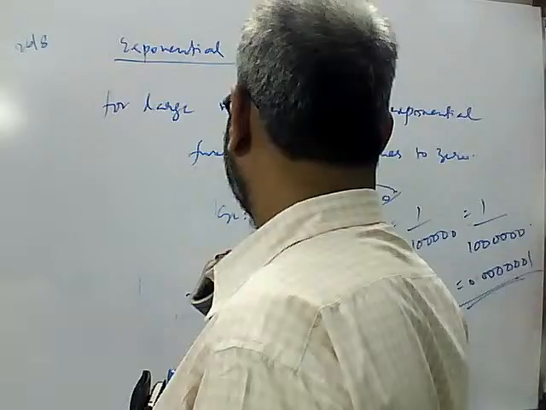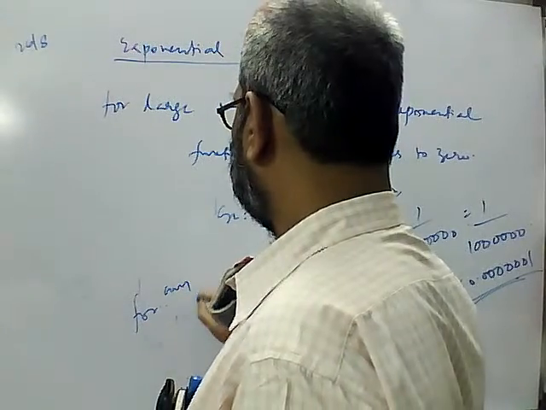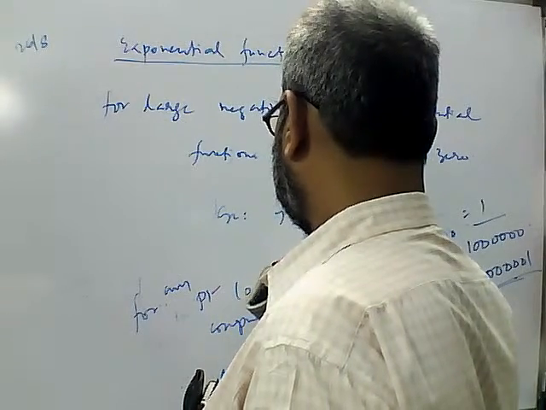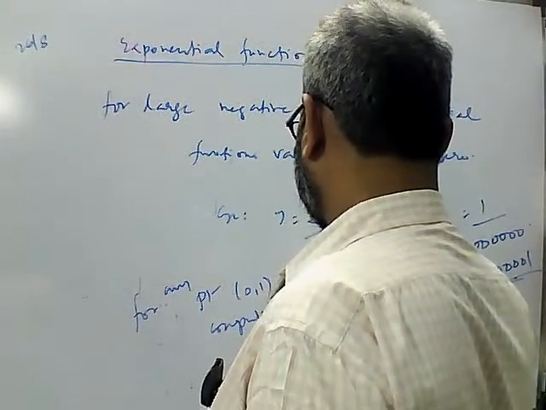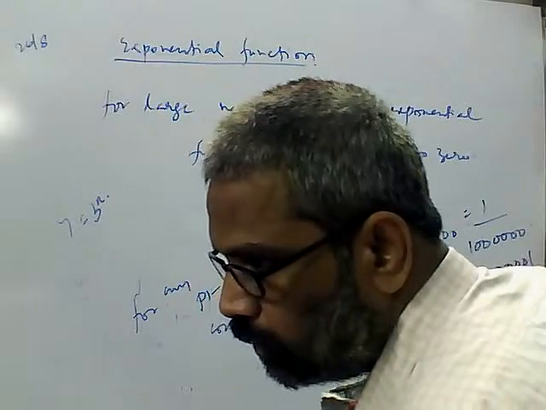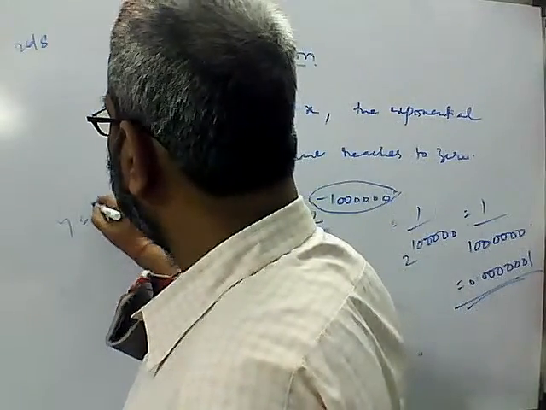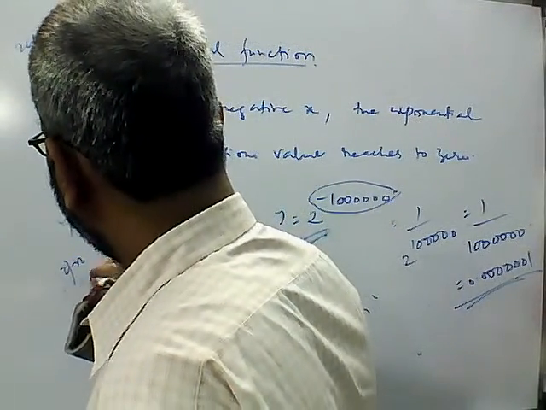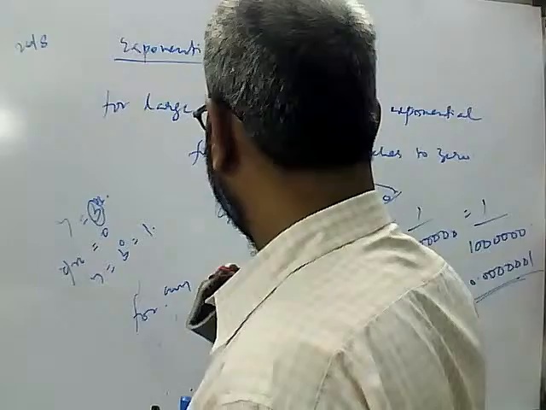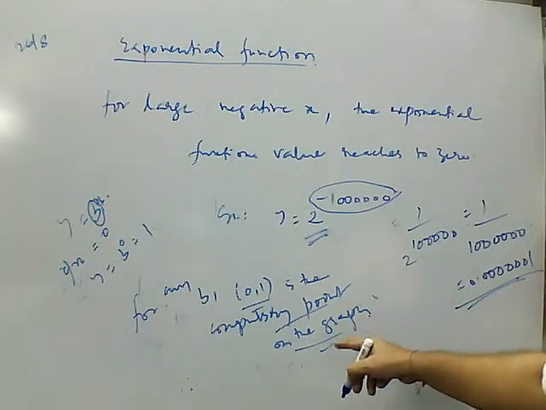For any b, the point 0 comma 1 is the compulsory point on the graph. Suppose y is equal to b power x. Then if x is equal to 0, y is equal to b power 0, which is equal to 1. So for any b, 0 comma 1 is the compulsory point on the graph. Are you clear?